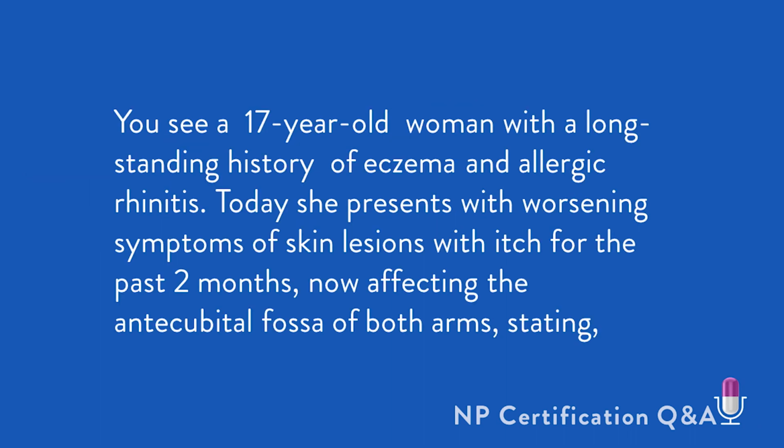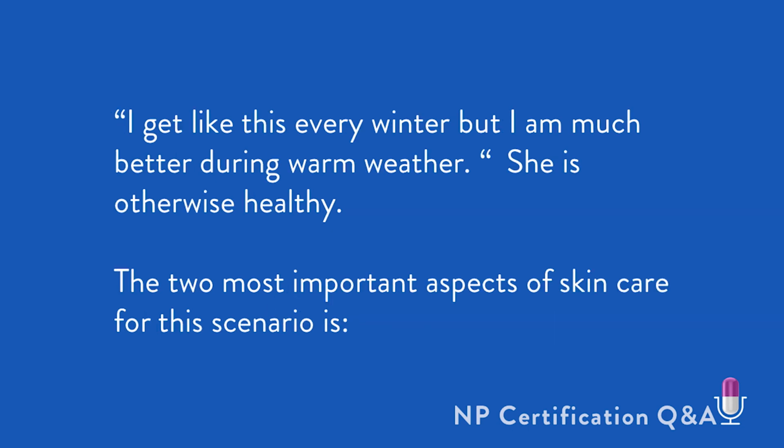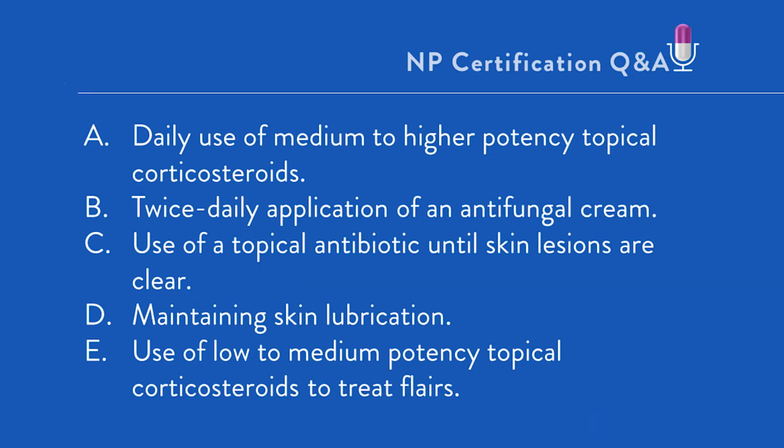You see a 17-year-old woman with long-standing history of eczema and allergic rhinitis. Today, she presents with worsening symptoms of skin lesions with itch for the past 2 months, now affecting the antecubital fossa of both arms. She states, "I get like this every winter, but I'm much better during the warm weather." She's otherwise healthy.